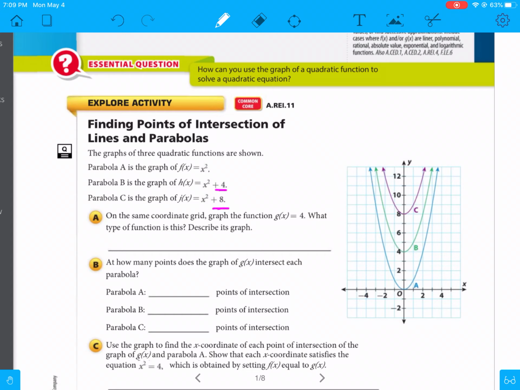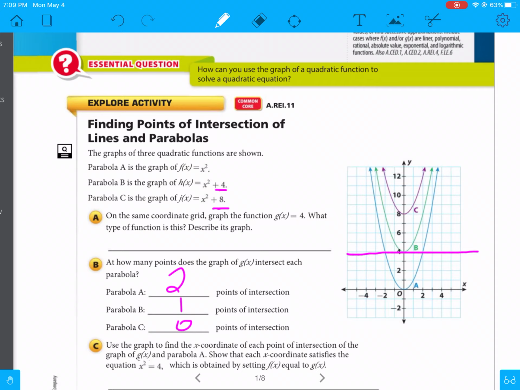So now on the same coordinate grid, graph the function g of x equals 4. So that's just going to be a horizontal line on 4. So describe the graph, it's a horizontal line. If you look at parabola A, how many points does that intersect? We have 2. Parabola B is 1 and C is 0.